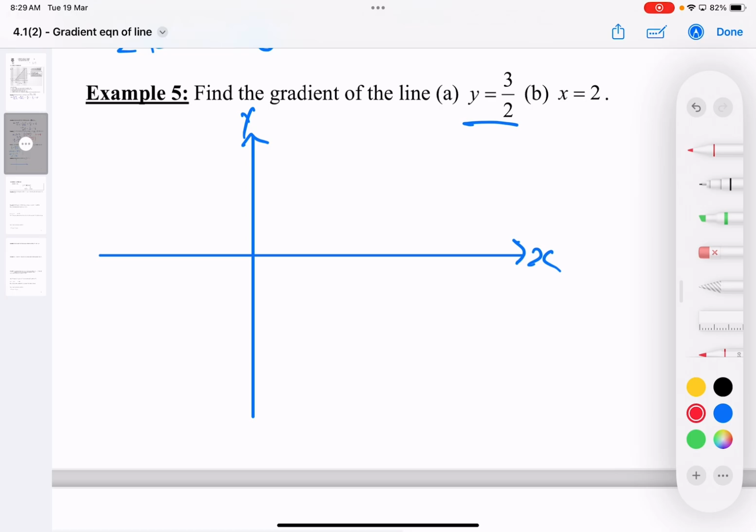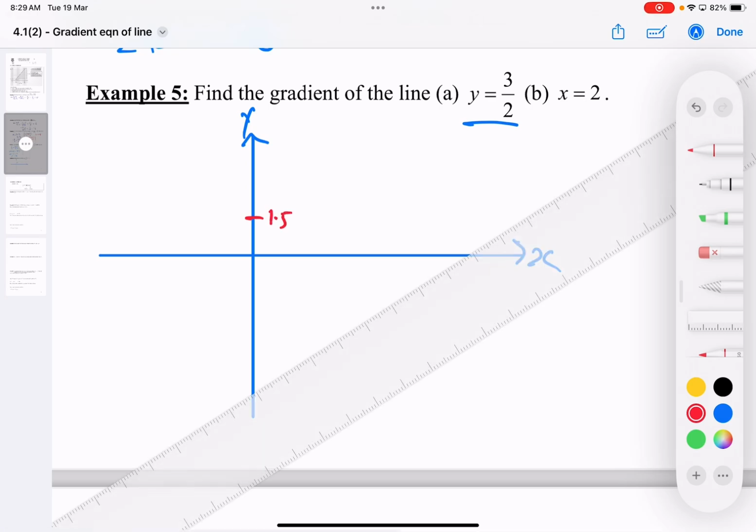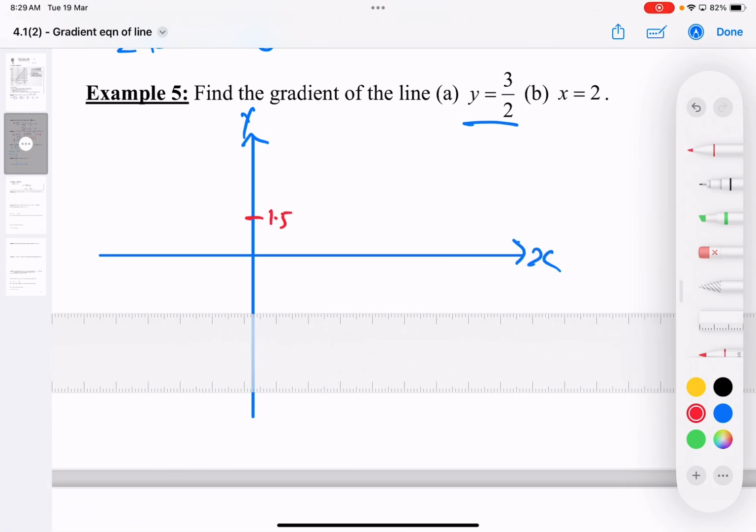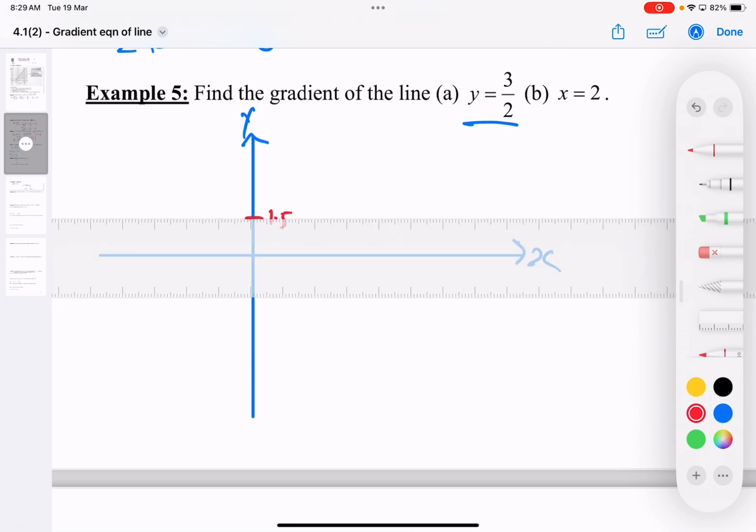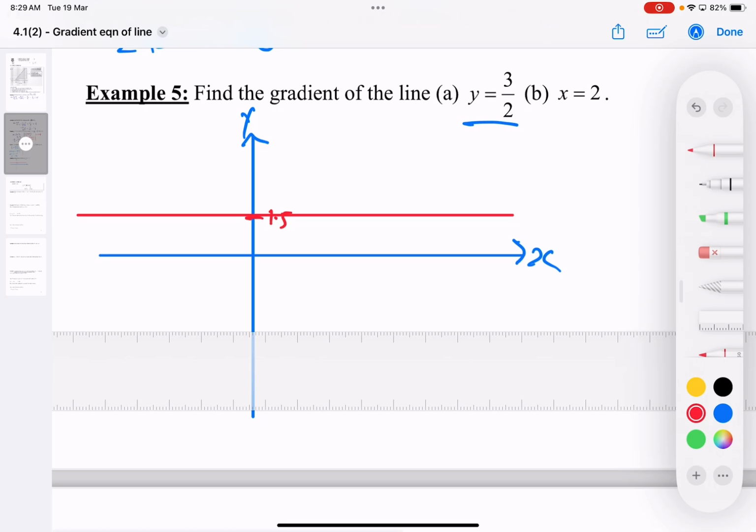I also don't know. Right? So I can say that this is maybe 1.5, which is 3 over 2. If there is a line that everywhere is 3 over 2 or 1.5, do you not agree with me it will have to be this straight line? Because any point on this line, the value of y is 3 over 2. Okay? So hopefully you guys understand why a horizontal line is y equals 3 over 2.